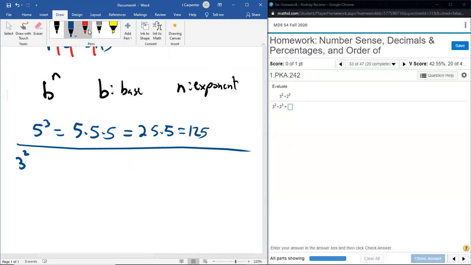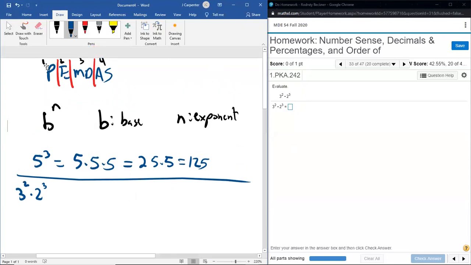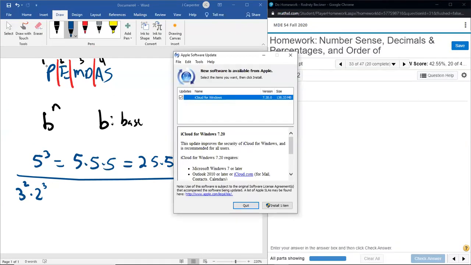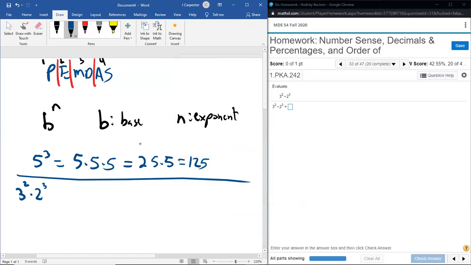So 3 squared times 2 cubed. You might say, oh, we'll multiply this 3 and this 2 and make it a 6. No, PEMDAS. Parentheses come first, which there aren't any. Exponents come second. Exponents come before multiplication and division. So you have to do the 3 squared first, then you'll do the 2 cubed, then whatever you have for both of those, you'll multiply. So 3 squared is 3 times 3, which is 9.